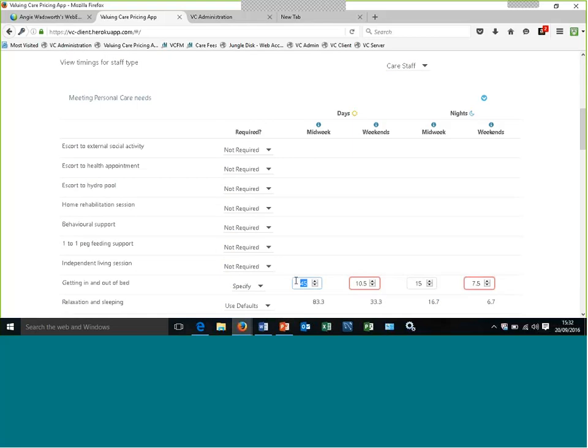Okay, let's just copy that across. And he needs that at the weekends, and he needs the same level of time in the evening as well. So he's 45 minutes every time that he needs some help getting in and out of bed. Okay, and that is by care staff.